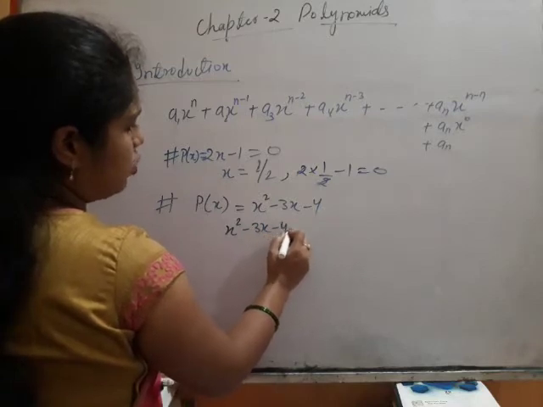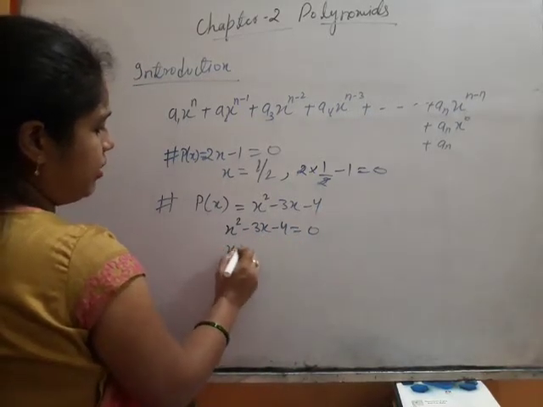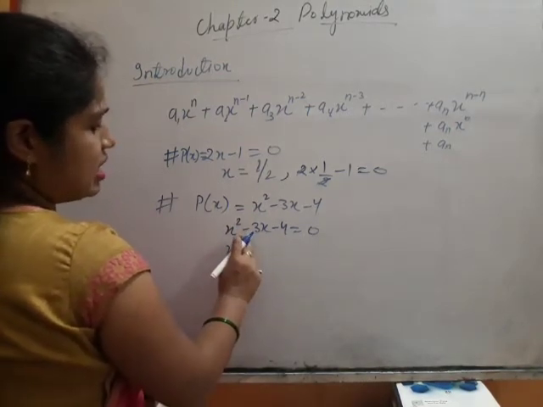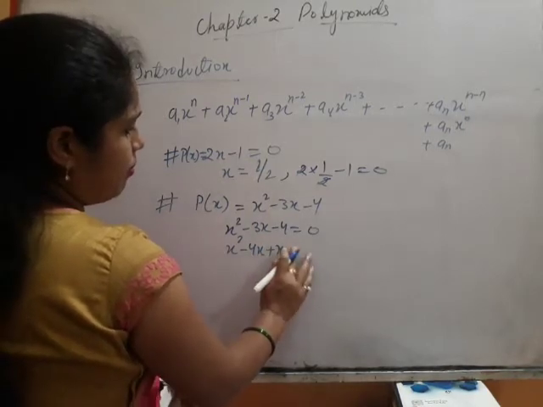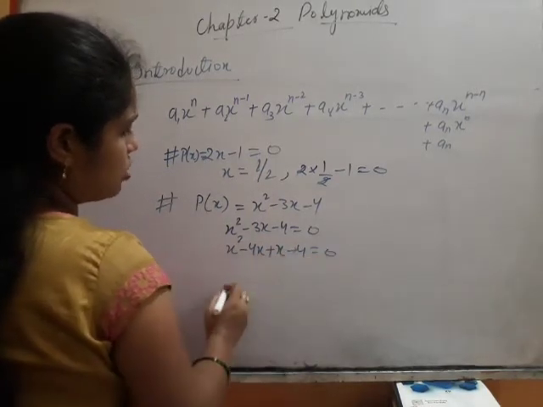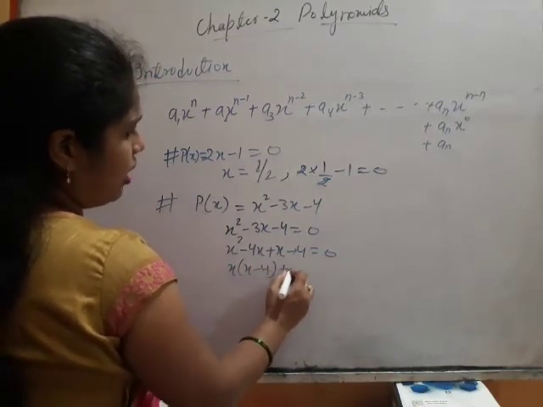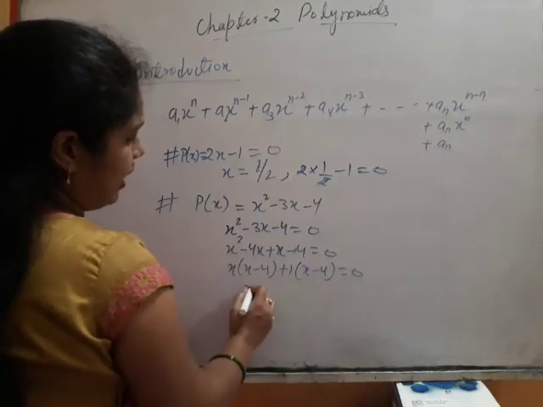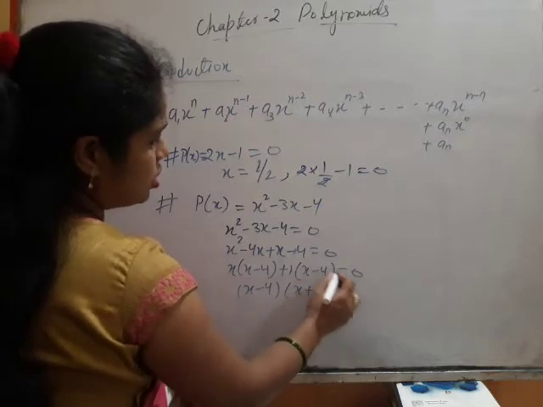If we solve it here, let us equate it with 0. x square minus 3x minus 4 is equal to 0. Then by splitting the middle term, 4 ones are 4, 4 minus 1 will give us 3. Since it is minus 3, so x square minus 4x plus 1x minus 4 is equal to 0. Then x is common from here: x into (x minus 4) plus 1 into (x minus 4) is equal to 0. Then x minus 4 is taken out as common, then (x minus 4)(x plus 1) is equal to 0.